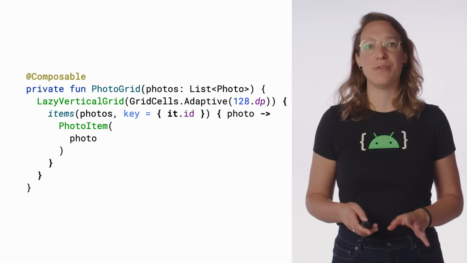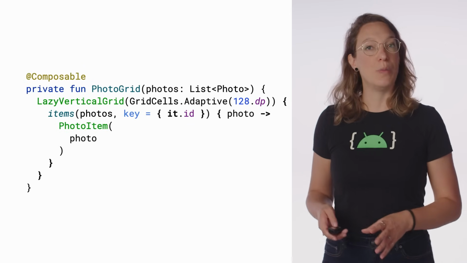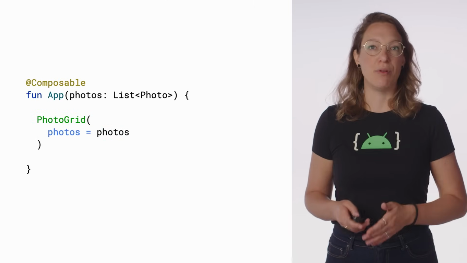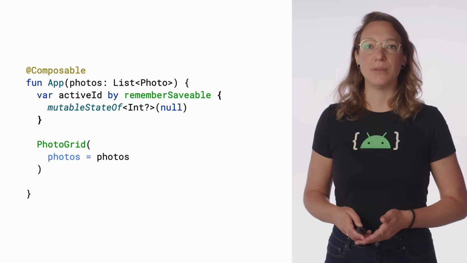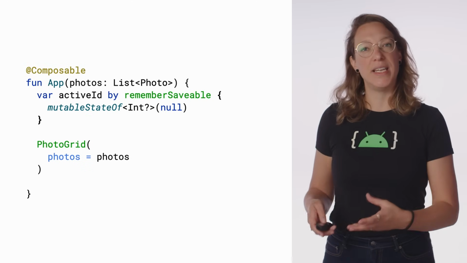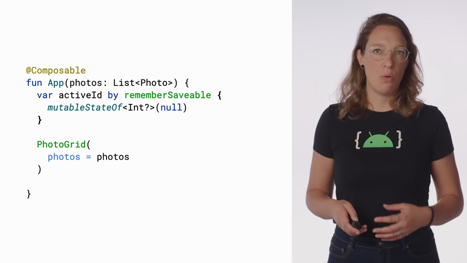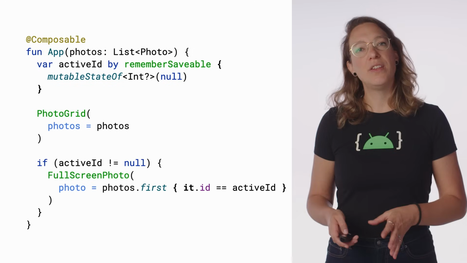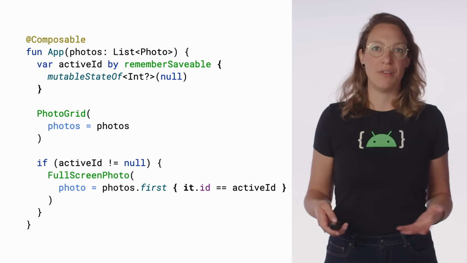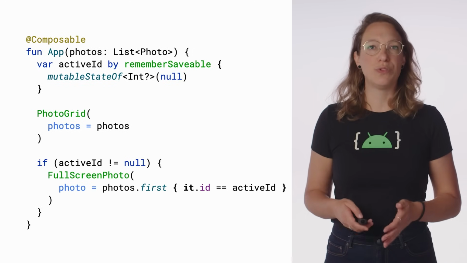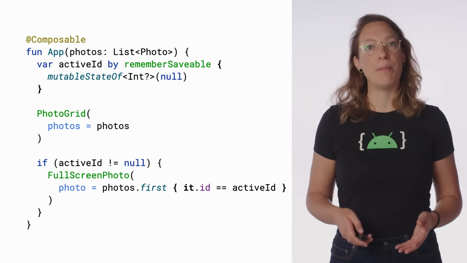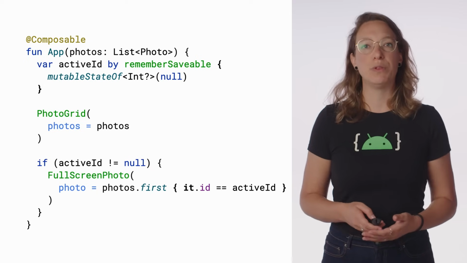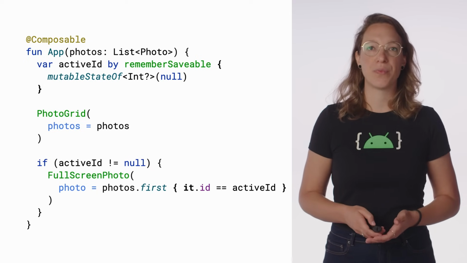Okay, now let's implement our first requirement. Clicking one of the photos should open it in full screen mode. We first wrap our photo grid in a top-level app composable. We add some state. We keep track of the photo ID that should currently be showing full screen. When we start the app, this should be null because no photo is selected yet. If this active ID is not null, that is, a photo has been clicked, we show the full screen photo. We look up the photo that belongs to this identifier and we pass it to the full screen photo composable that will be responsible for showing this full screen photo.